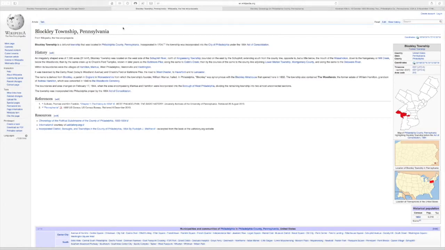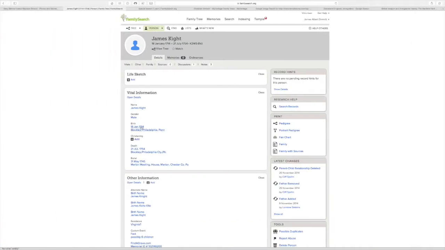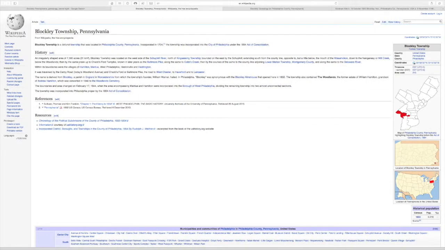Blockley Township, Pennsylvania. So we know that James Kite was born in 1714. So the question is what was going on in 1714? Well, we know that right then he was a British citizen, most likely. James Kite, British name, likely. And he's in America. We know that America was established in 1776. So right now, these people at this point were British citizens. So what was going on in 1714 in Blockley, Pennsylvania? Let's take a look.